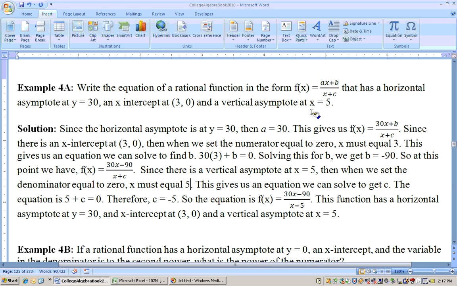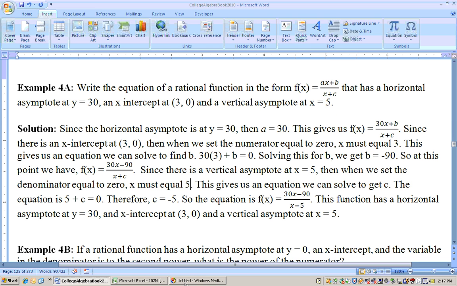Now, in the same way, you find vertical asymptotes by setting the denominator equal to 0. So if I set x plus c equal to 0 and solve it for c, I'll find out what c is. I know my vertical asymptote is at 5, so if I say 5 plus c equals 0, I can solve it and I get c equals negative 5. So that's what the c is. Now if I graph this, I should have these features: a horizontal asymptote at 30, an x-intercept at 3, 0, and a vertical asymptote at 5.